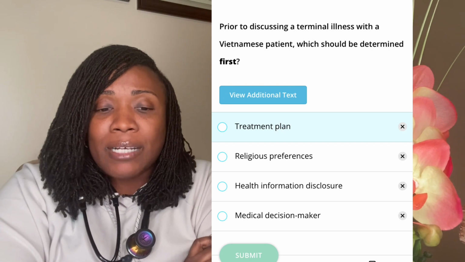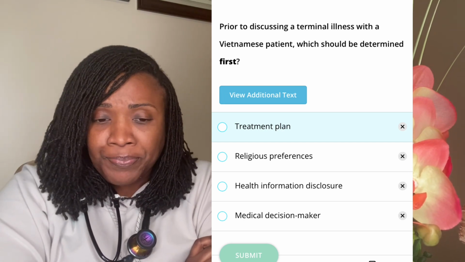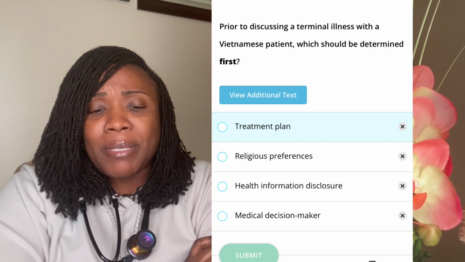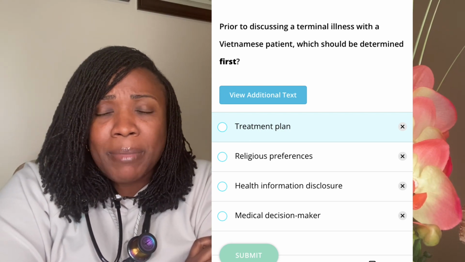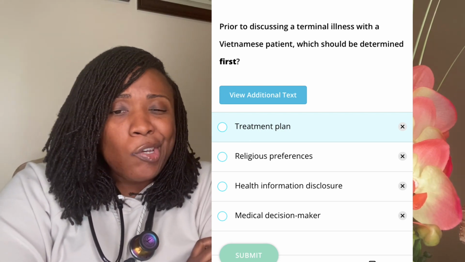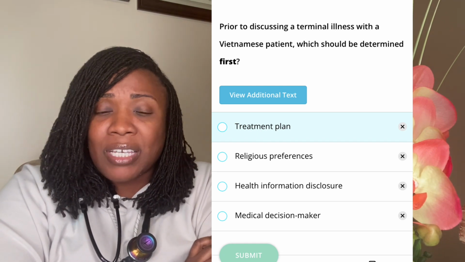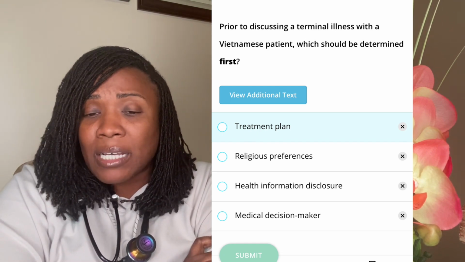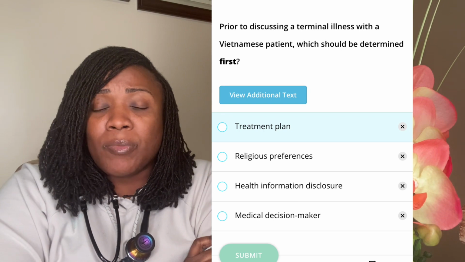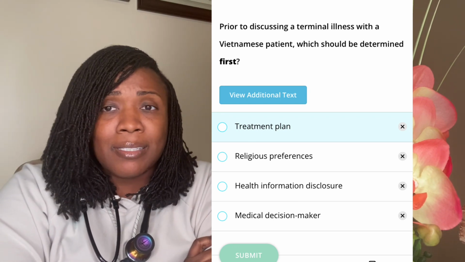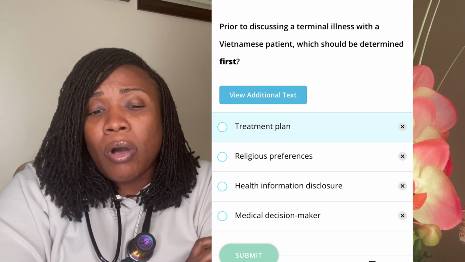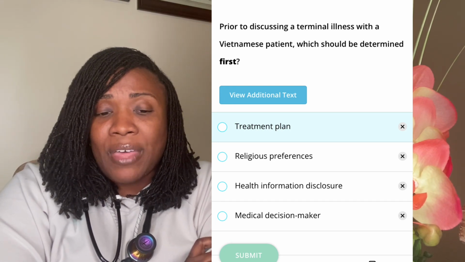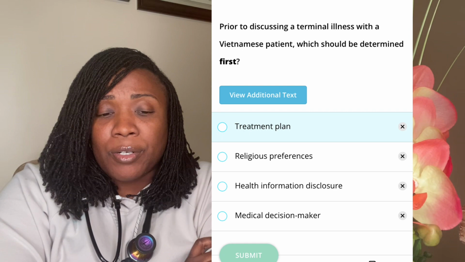I'm going to go back down to the medical decision maker. A medical decision maker, kind of like a power of attorney, is the person that makes decisions for you when you can't make decisions for yourself. Nowhere in the question does it say that the patient can't make decisions for themselves. It just says that they have a terminal illness. It doesn't say that they're elderly, or confused, or that they can't make decisions for themselves. So I'm going to take away that answer.